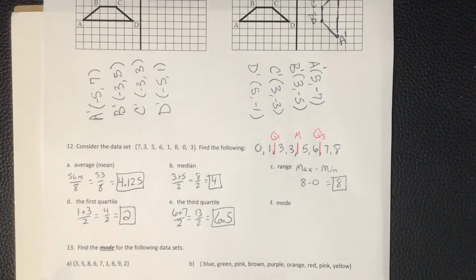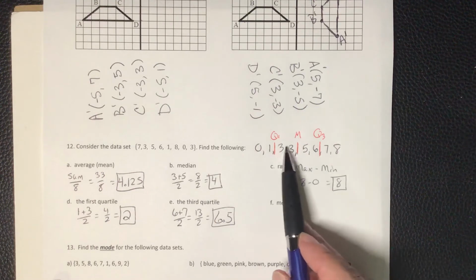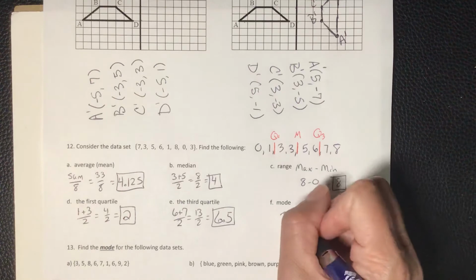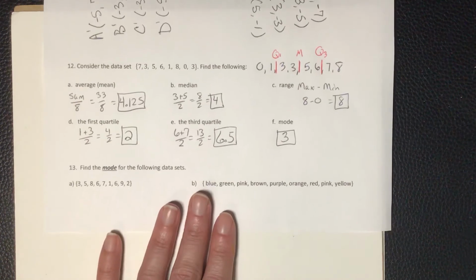Now the last thing they ask for is the mode, or the most frequent. We can see the only number that occurs more than once is 3. So that's the number that occurs most frequently. That's the mode.